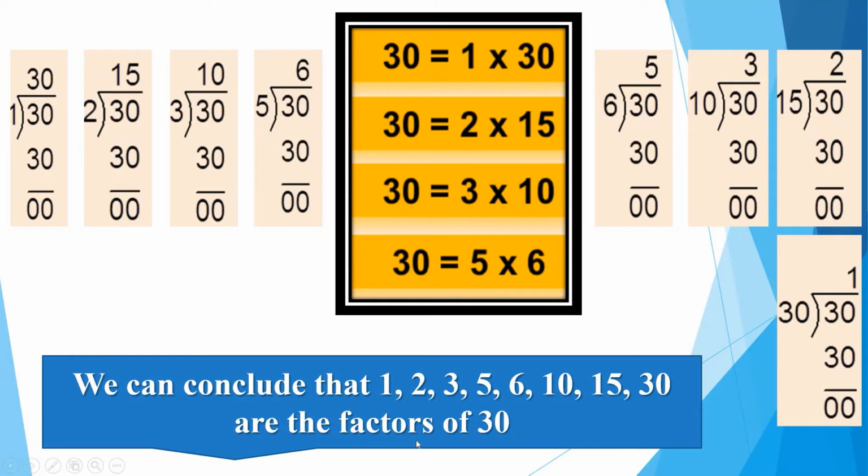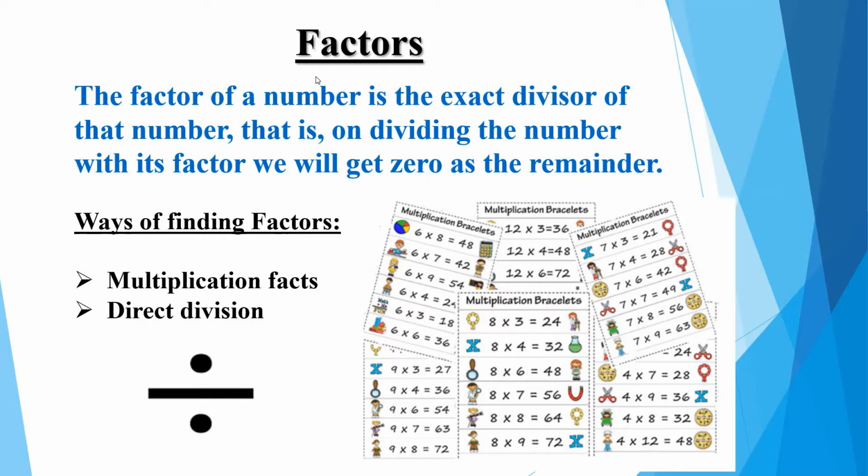Let us find it out in the next slide. So, let's now define factor. The factor of a number is the exact divisor of that number. That is, on dividing the number with its factor, we will get 0 as a remainder. So there are 2 ways of finding factors. They are multiplication facts and direct division. So let's now understand each of these methods one by one.